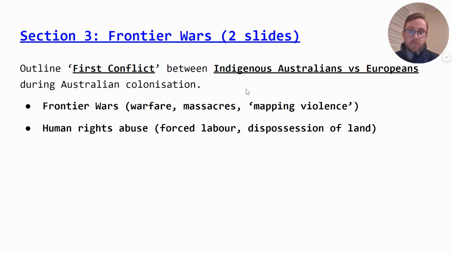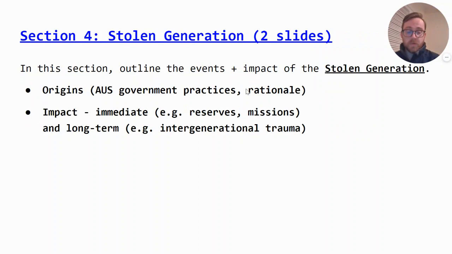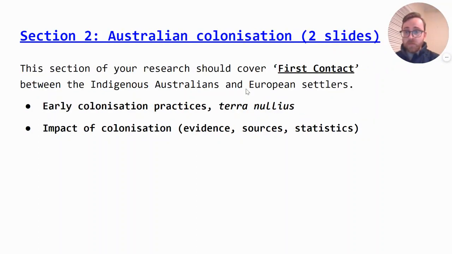Section 2, 3, and 4, that's where your meat and potatoes is going to be. That's the majority of your presentation. It's those 3 key themes we've looked at in Area Study 2. For each of those, you're looking at 2 slides, and your research is going to give you evidence to support your claim that a genocide did or did not occur, or maybe it occurred to an extent.